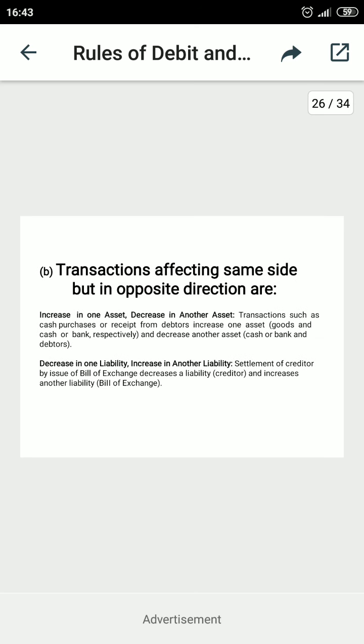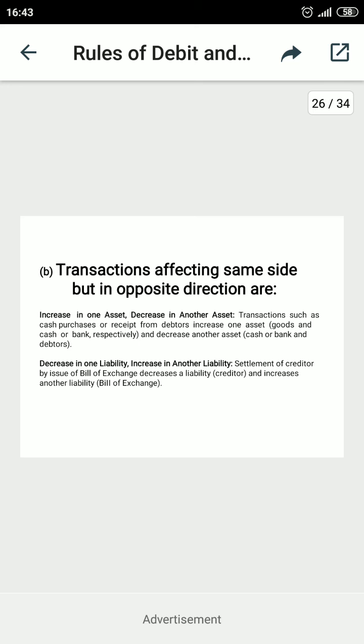The next is the transactions affecting the same side but in opposite directions. Increase in one asset and decrease in another asset, like the cash purchase transaction. When the cash purchase is there, the goods are increasing in the form of stock, called an asset, and the next one is the cash is moving out, cash is also an asset.